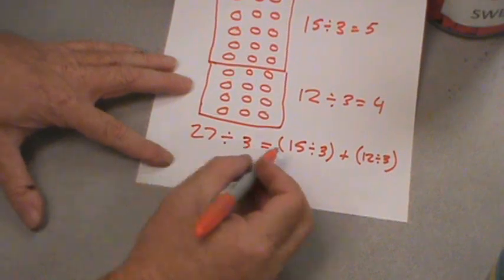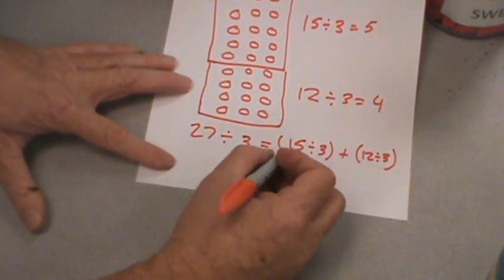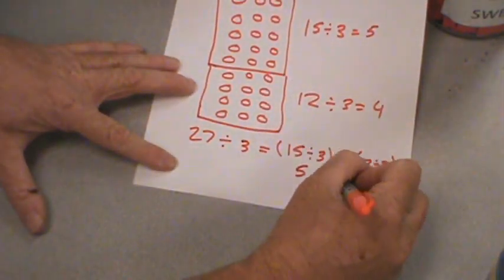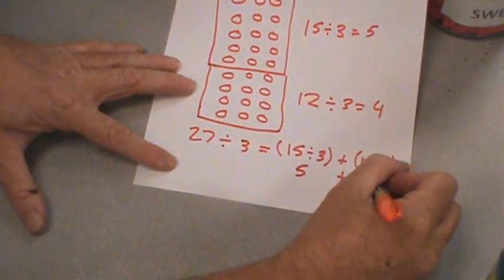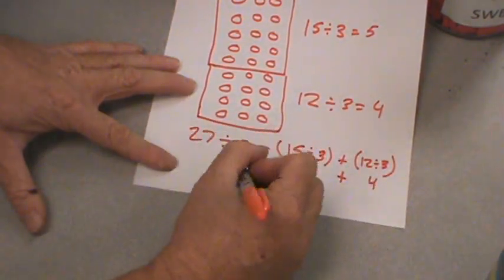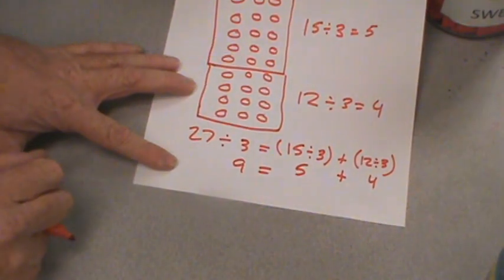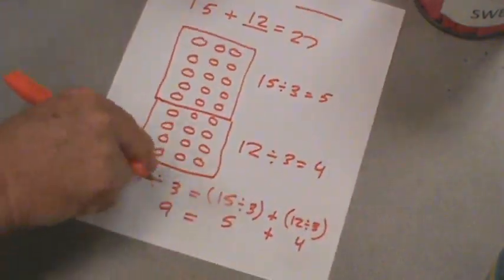So what would our answer be? Well, of course, we're doing the parentheses first. 15 divided by 3 was 5. And 12 divided by 3 is 4. We know that 5 plus 4 is 9, so 27 divided by 3 must be 9. Ta-da! We'll do one more of these before we move on to our problem set.